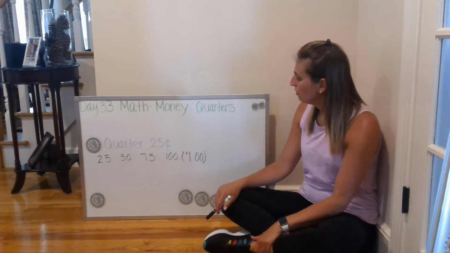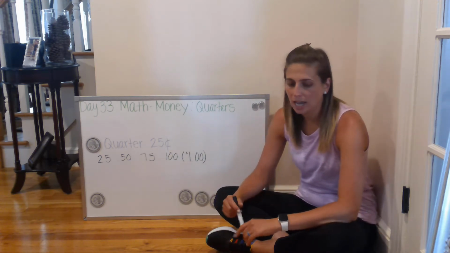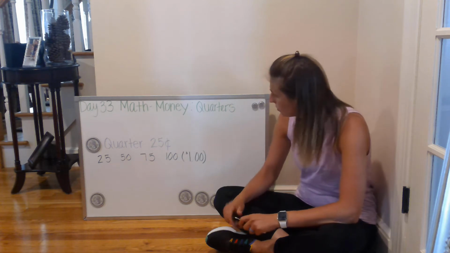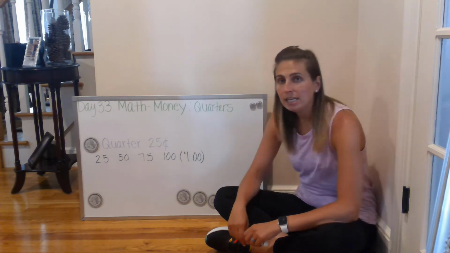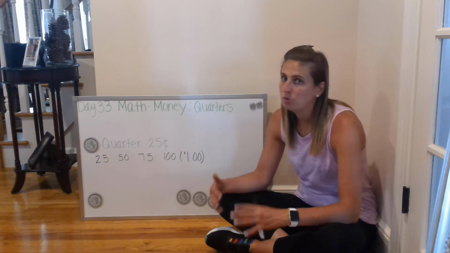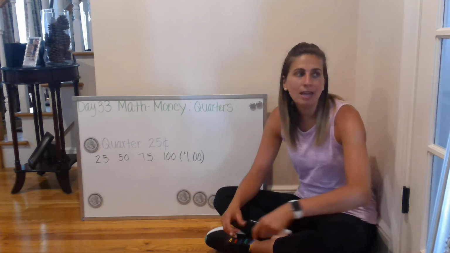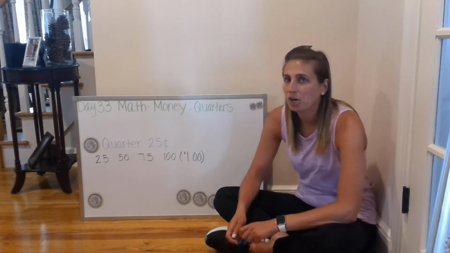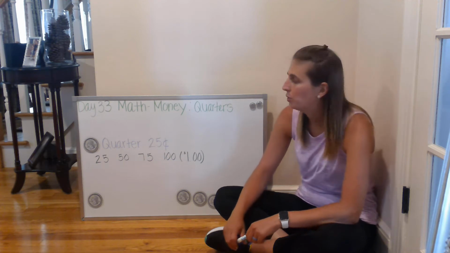Today for math, we're going to be focusing on money, more specifically just focusing and working with quarters. We're just going to review what a quarter is, count by 25s up to 100. I'll model 2 examples on the whiteboard, and then we'll complete 2 examples on our worksheet together, so then you can go and complete the rest of the worksheet on your own.